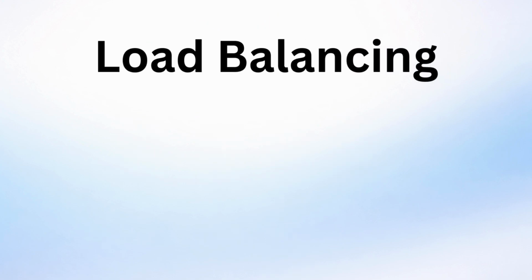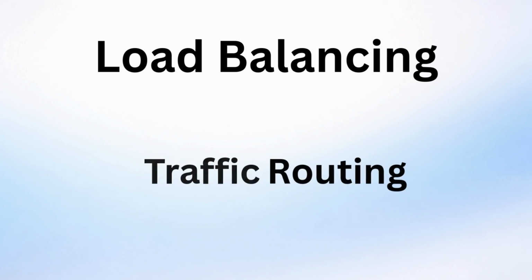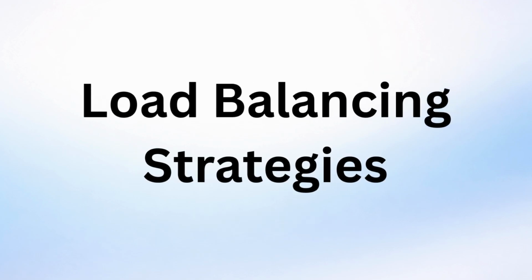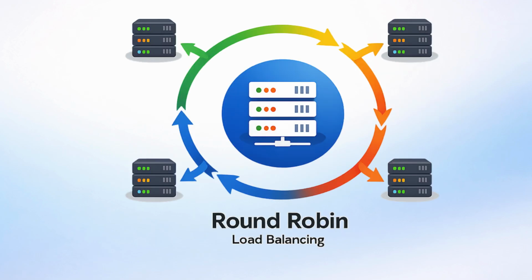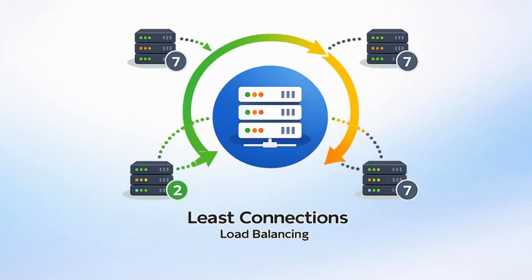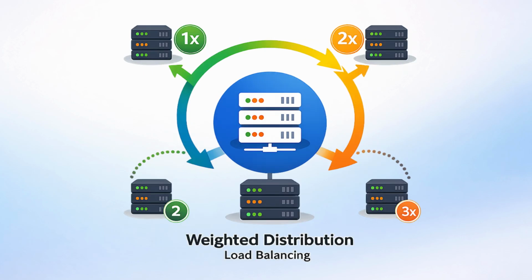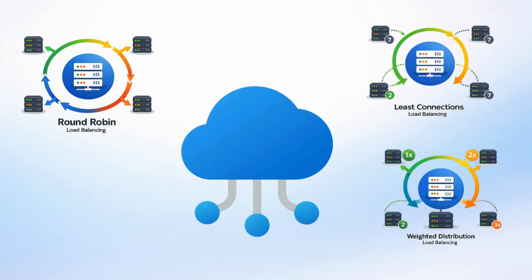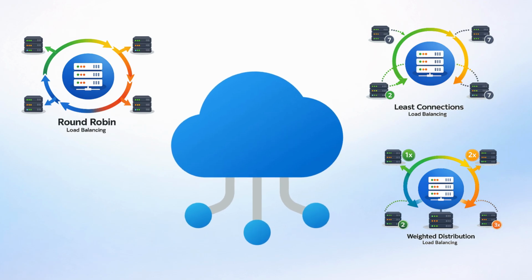Another key component of multi-node systems is the load balancing strategy. The load balancer decides which server should receive each request. Different strategies can be used. Round robin distributes requests sequentially. Least connections sends traffic to the server with the fewest active connections. Weighted distribution allows more powerful servers to handle more traffic. Modern cloud platforms often provide managed load balancers that implement these strategies automatically.